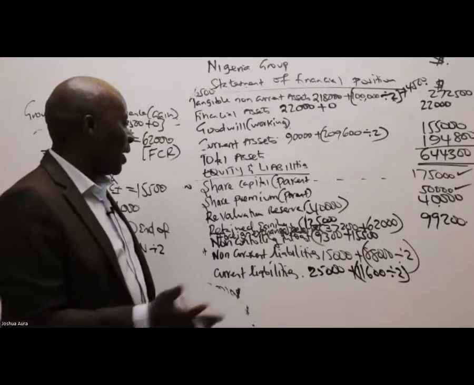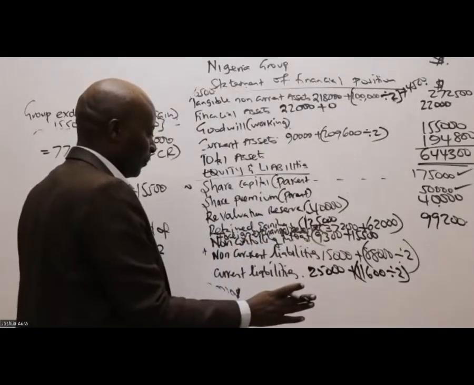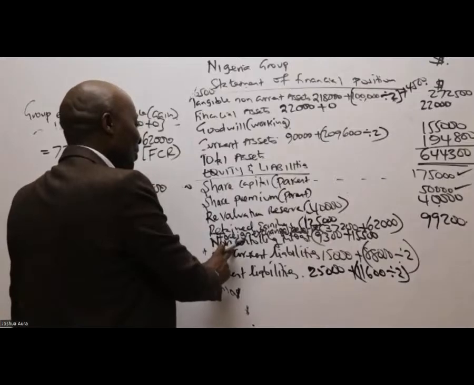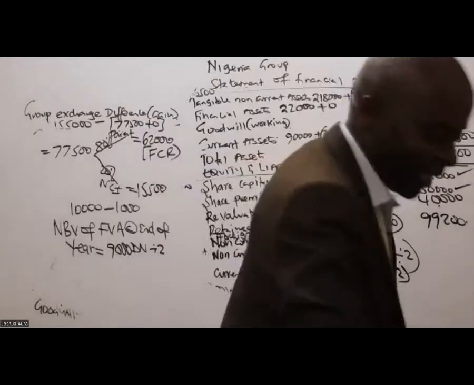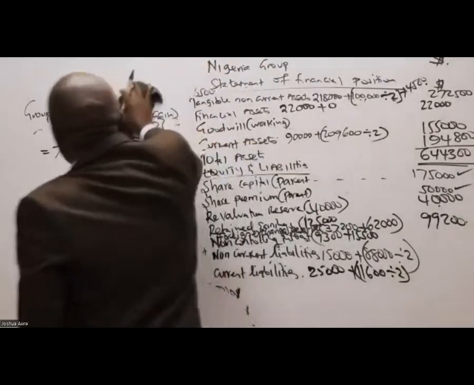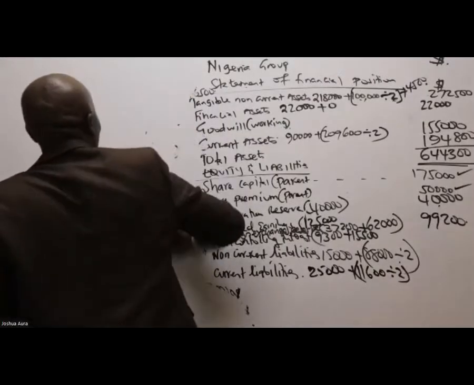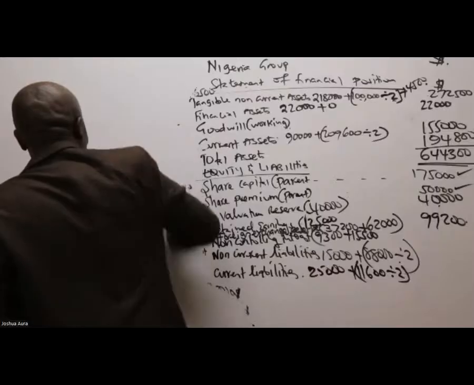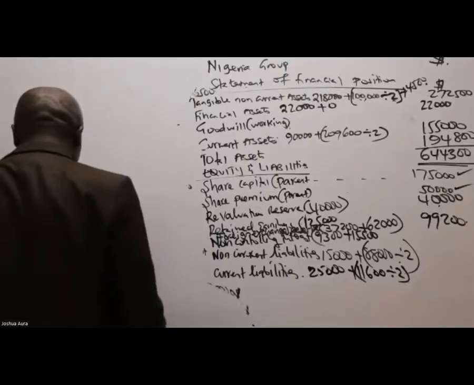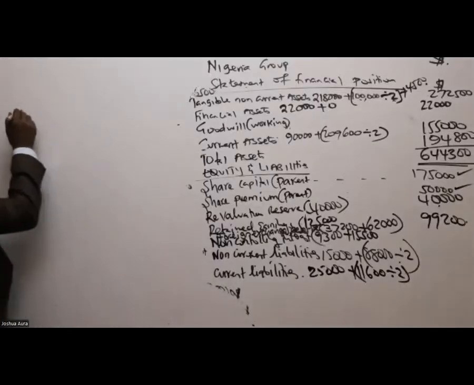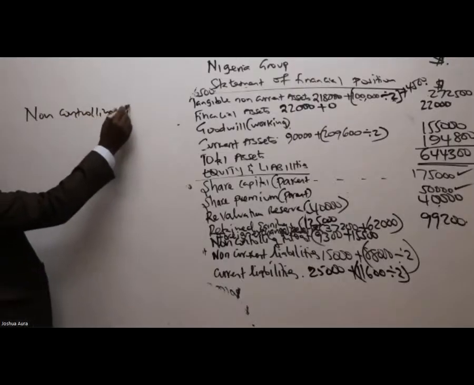Right now, from there we have the foreign exchange reserve that you have already given me. Now, the non-controlling interest is a very interesting one. I would want to set this aside. Your non-controlling interest is a very interesting one. I love this non-controlling interest. Many students cannot do this one.